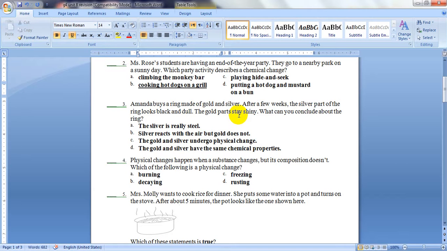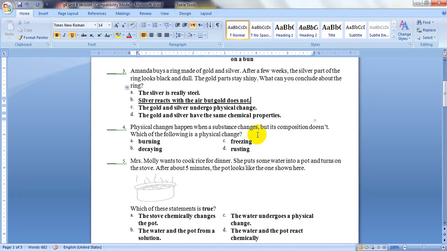So, which one here undergoes a change? Of course, it is the silver part. Silver reacts with the air. It undergoes a chemical change, but gold does not. So the answer here will be letter B. Silver reacts with the air, but gold doesn't.